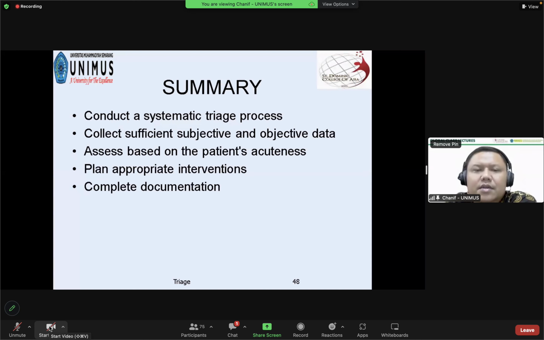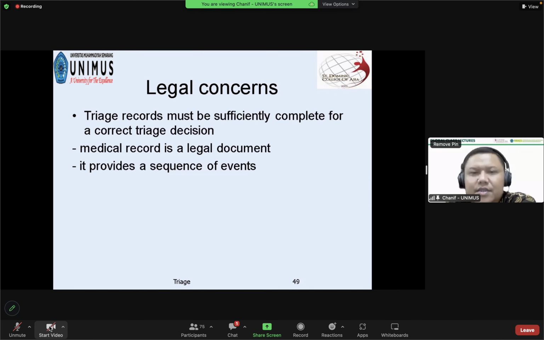Conduct a systematic triage process. In the hospital, when a patient is admitted, we use an instrument for the primary triage. After primary triage, the patient gets life-saving intervention. We can assess again using secondary or tertiary triage. Collect sufficient subjective and objective data, assess based on the patient's acuity, plan appropriate intervention, and complete documentation. For legal consent, triage records must be sufficiently complete for a correct triage decision.